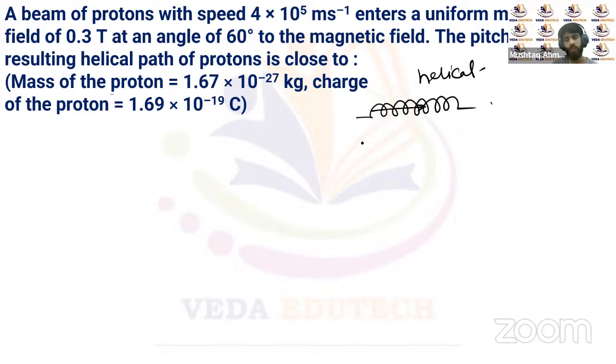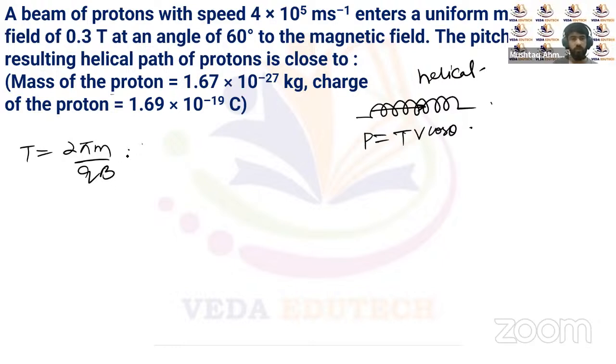Now, to calculate the pitch of this helix, we just use this equation: time period multiplied by the horizontal component, v cos theta, where theta is the angle between the magnetic field and the velocity vector. The time period of the circular path is 2 pi m upon qB. We multiply it by the horizontal component of the velocity, v cos theta.